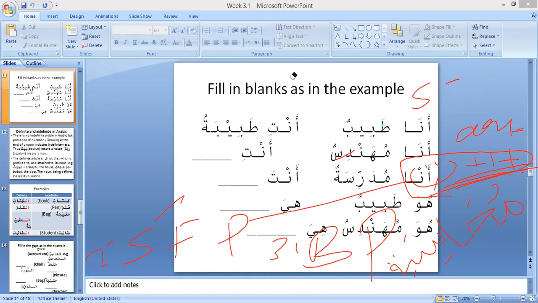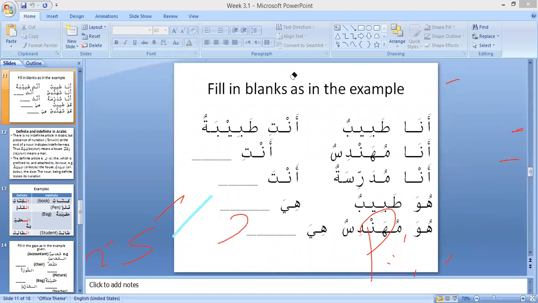Okay, so let's see the third one, which we call BP, broken plural. That one has no formula. That one is like the irregular we have in English. For example, you have a child. What's the plural of child? Children. Yes, you say children. Why not childs or childish or child?